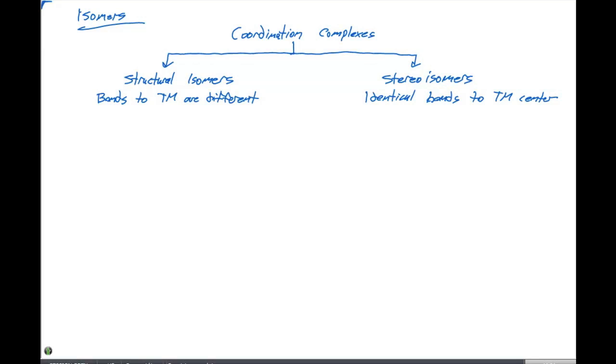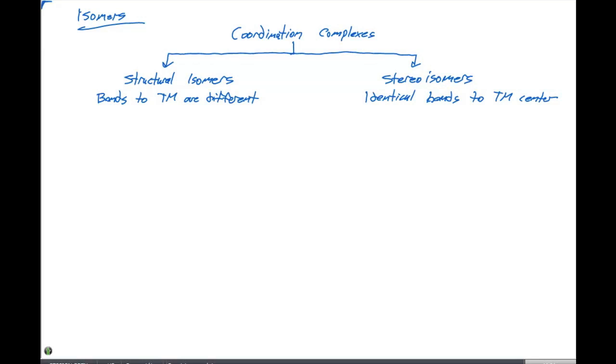I use transition metal center here, but in reality, we can use any type of central metal or central atom. In organic chemistry, you're going to study these isomers in much more detail with carbon-based complexes, okay? And in that case, the bonds to the carbon would either be different or identical.